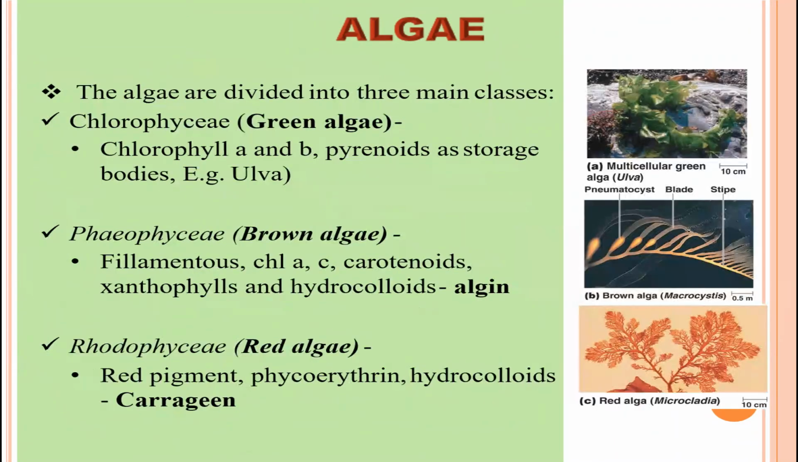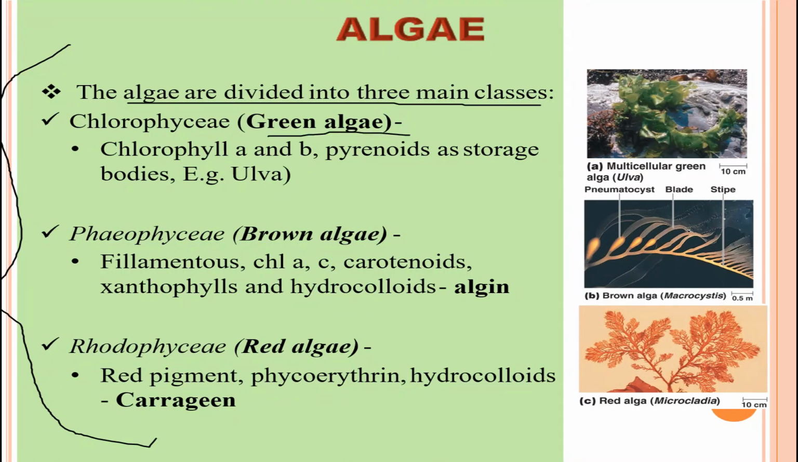So, talking about some of the types of algae that exist. The algae are divided mainly into three classes: green algae, brown algae and red algae. Green algae, also known as Chlorophyceae, contain chlorophyll A and B and have pyrenoids as storage bodies. Some of the examples of green algae is Ulva. So this is a picture of Ulva, a green alga.